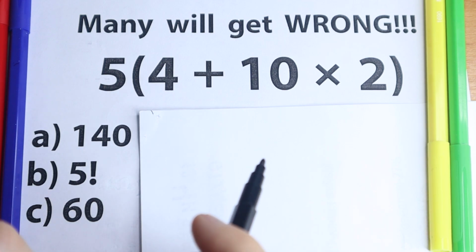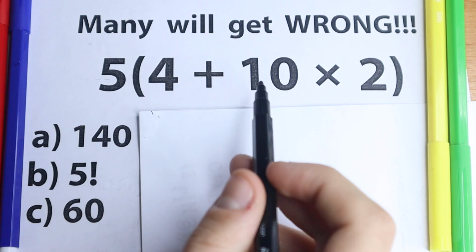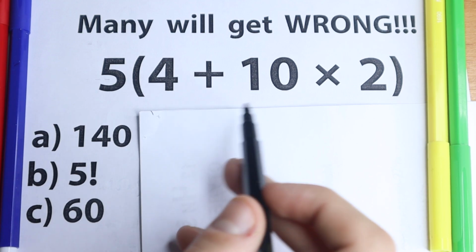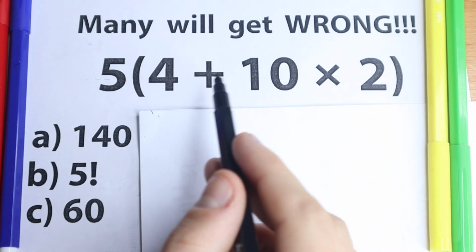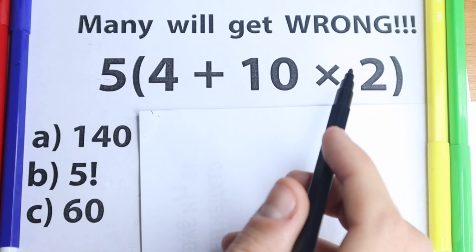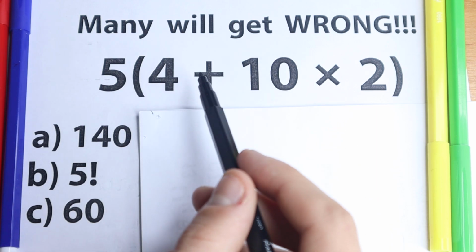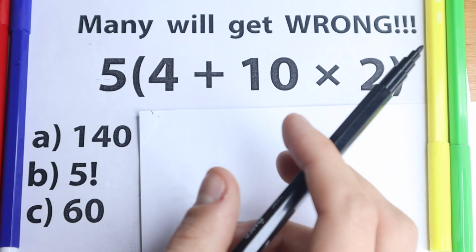Here is our math relaxing algebra problem. We have 5 times (4 plus 10 times 2) in parentheses. As you can see, at first sight this is a very easy problem, with no huge numbers like 100, 200, no squares or cubes, just low numbers: 5, 4, 10 and 2. And of course most of you learned about multiplication and addition. You learn this stuff in the third or fourth grade and you know about it.